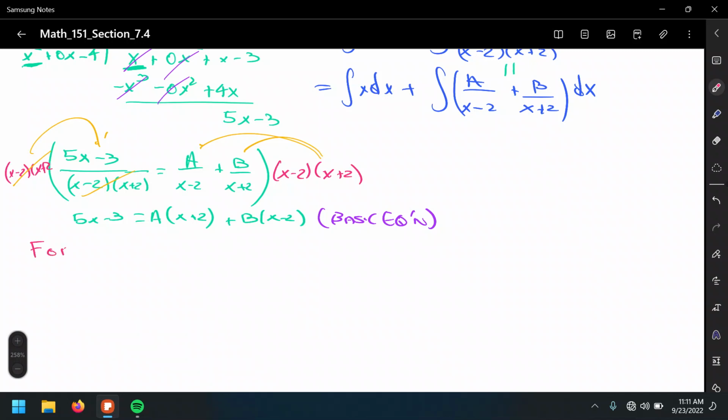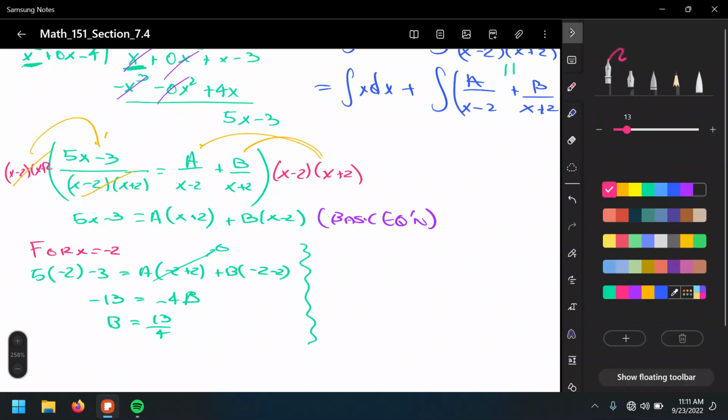2 and negative 2. So for x equals negative 2, we're going to do 5 times negative 2 minus 3 equals a times negative 2 plus 2, plus b times negative 2 minus 2. So that's 5 times negative 2, that's a negative 10, minus 3, that's a negative 13, and the a term cancels. And negative 2 minus 2, isn't that a negative 4? Negative 4b, and b is then 13 over 4. So that's one.